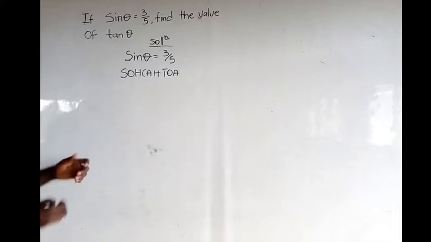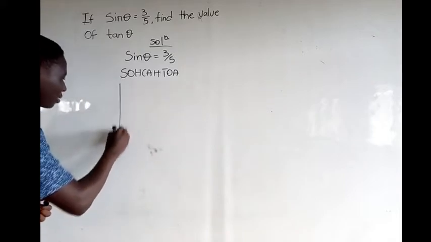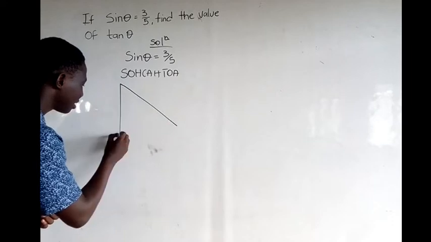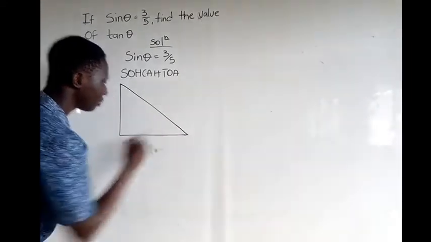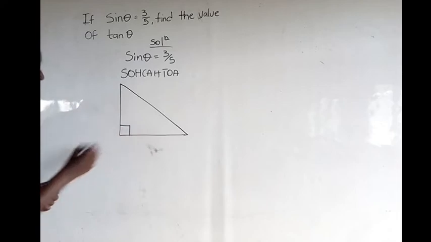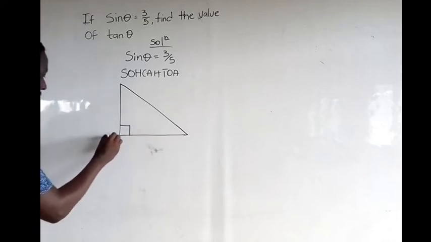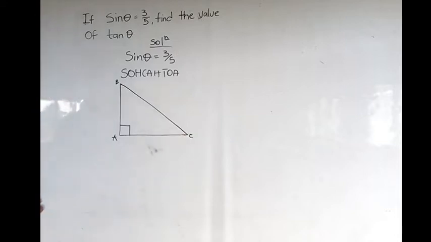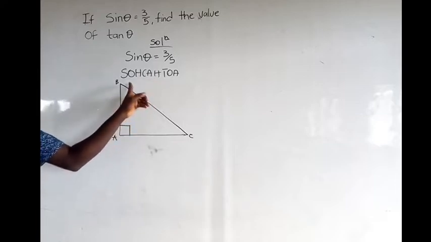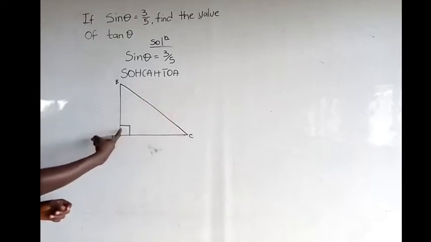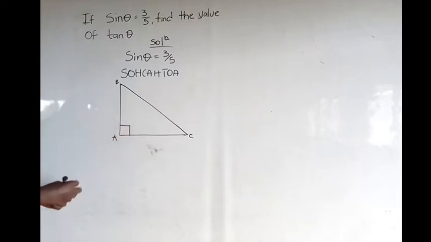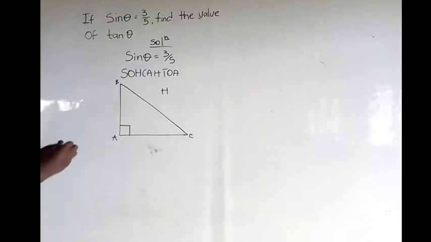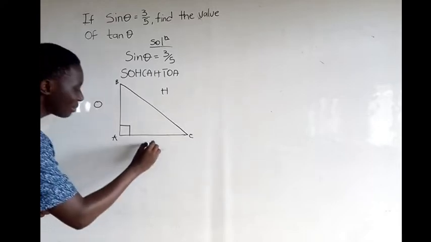So from here you draw a right angle triangle, something like this. The 90 degrees over here. So let's label it A, B, and then C. So from here, the hypotenuse is the longest bar, at the same time, the bar facing the 90 degrees. So this becomes our hypotenuse. And then the opposite is this side. Adjacent becomes this side.